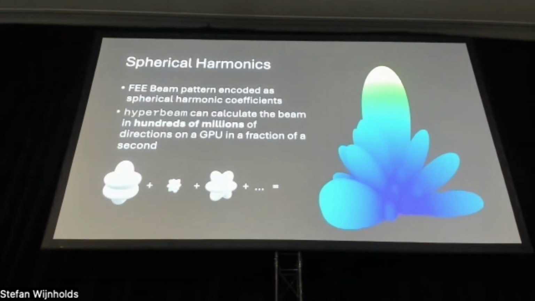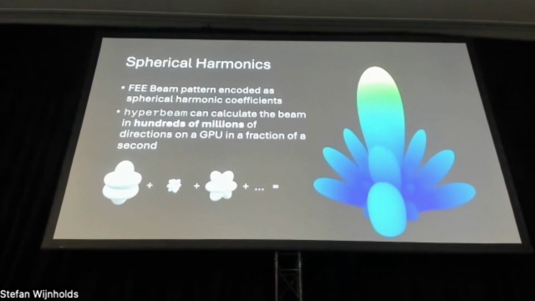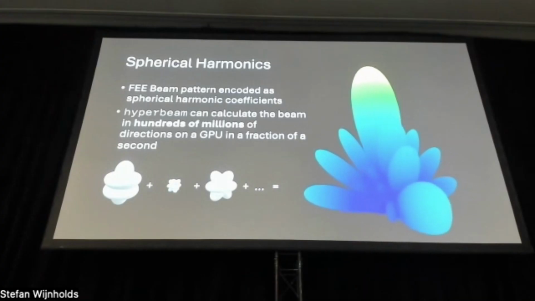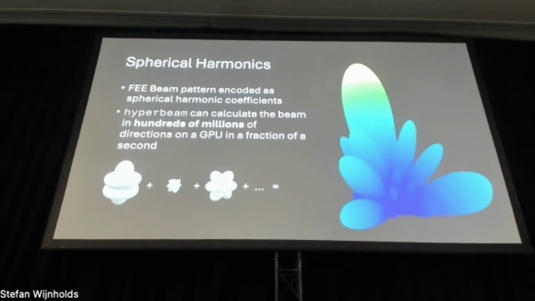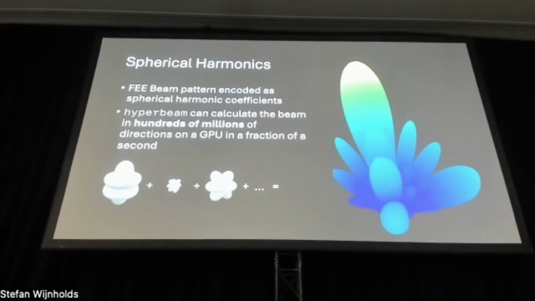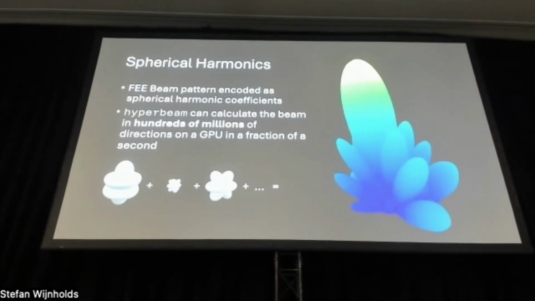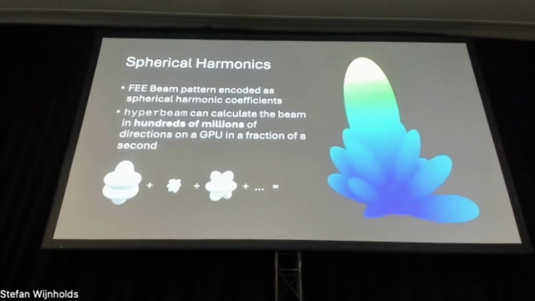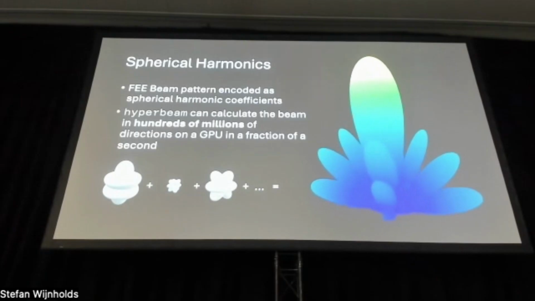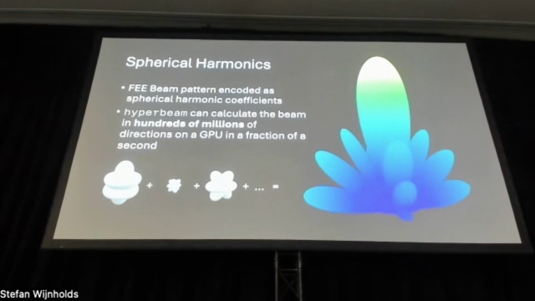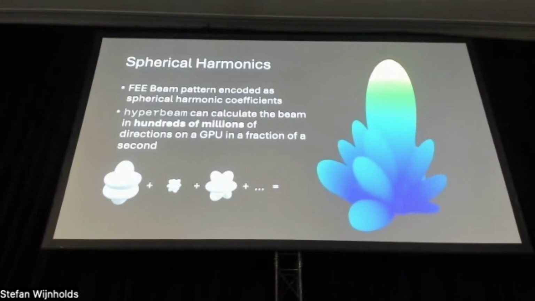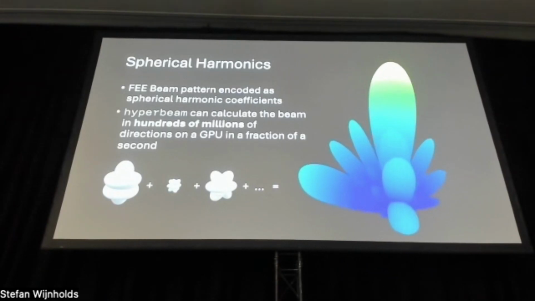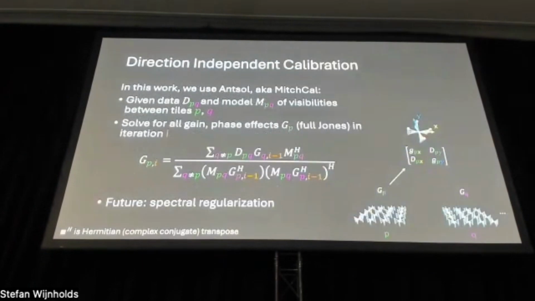So one of the main strengths of Hyperdrive and Hyperbeam, I mean, is the fact that the spherical harmonic coefficients are very easy to decode on a GPU. You can put the coefficients into texture memory and calculate the beam in hundreds of millions of directions on a GPU in just a fraction of a second. So yeah, it can be really, really fast.